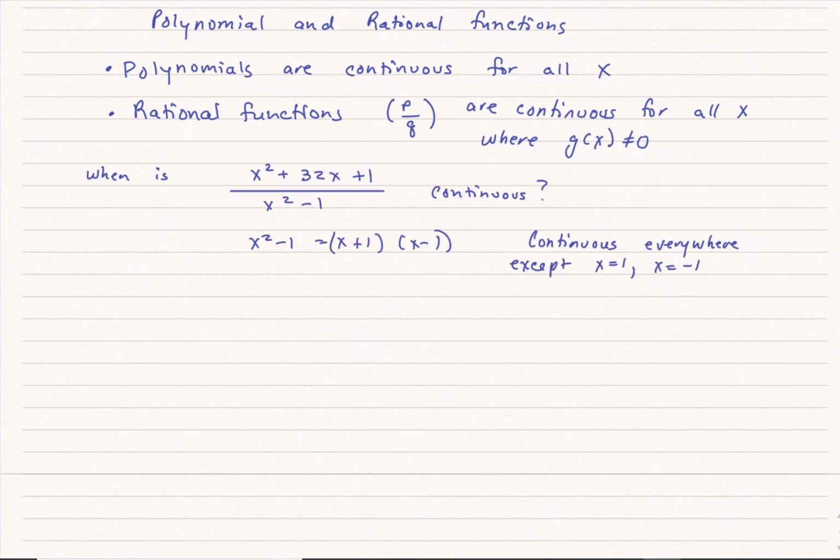So if I got a question like this, when is x squared plus 32x plus 1 divided by x squared minus 1 continuous? The numerator does not matter. One of my favorite things to do on tests is to do an absolutely crazy numerator, and then students say, I've never seen anything like this before, I don't know what to do with it. The trick is you don't care about the numerator. The only thing you worry about is when g of x is equal to 0. Since I can factor x squared minus 1 into x plus 1, x minus 1, that means this function is continuous everywhere except when x equals 1 and x equals -1.